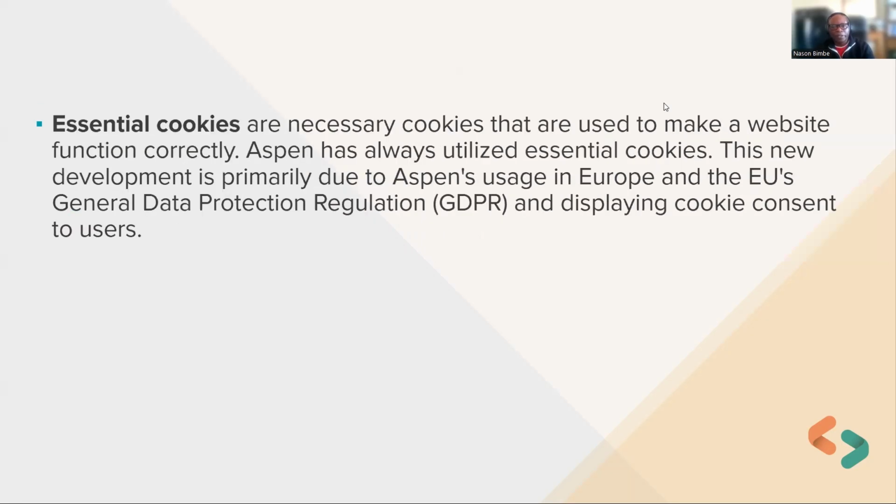So what are essential cookies? Essential cookies are necessary cookies that are used to make a website function correctly. Aspen has always utilized essential cookies. This new development is primarily due to Aspen's usage in Europe and the EU's GDPR and displaying cookie consent.